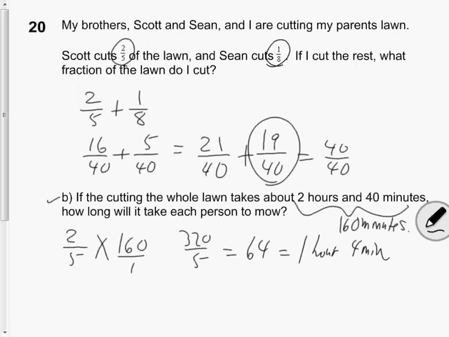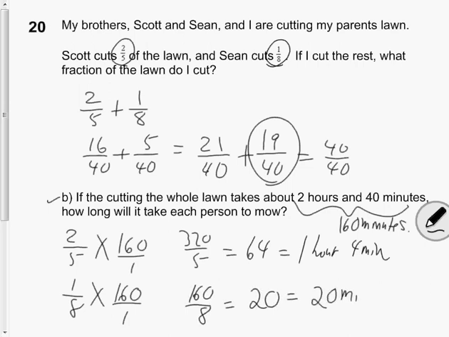Okay. Sean took 1/8 of the 160 minutes, or the 2 hours and 40 minutes. So his was 160 over 8, which is 20, which means that Sean took 20 minutes to mow his part.